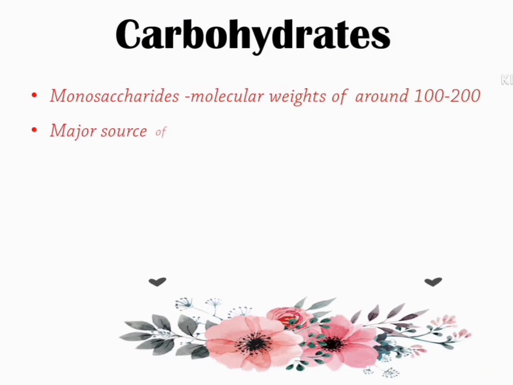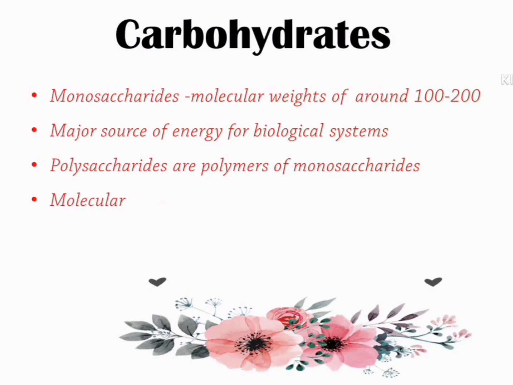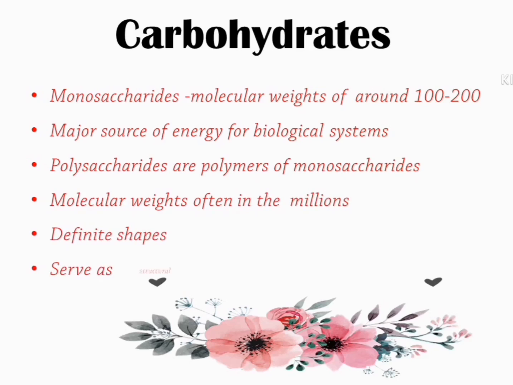Carbohydrates. The smallest carbohydrates are the monosaccharides with molecular weights of around 100 to 200. They are a major source of energy for biological systems. Polysaccharides are polymers of monosaccharides with molecular weight often in the millions. Polysaccharides also have definite shapes and serve as structural elements or as stored metabolic energy.